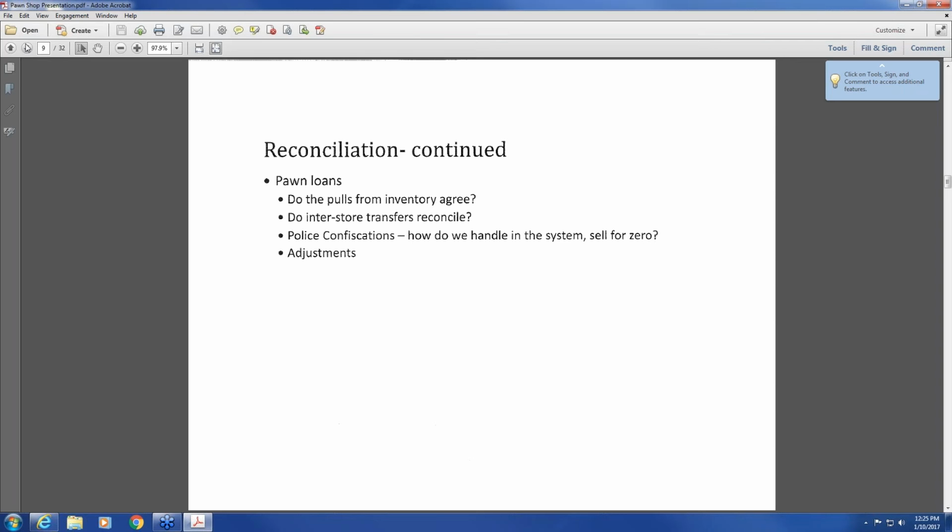Pawn loans and inventory are kind of the same animal, right? We start out with pawns at the beginning of the year. We've got pawns that we added this month. We've got pawns that were paid down. We've got pulls that went to inventory. We've got police confiscations, and we've got adjustments.